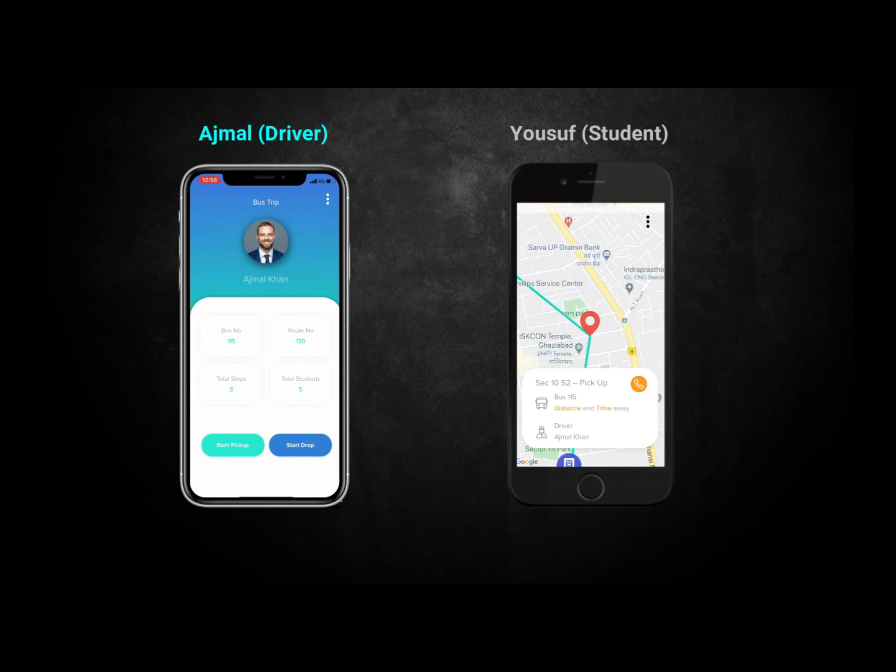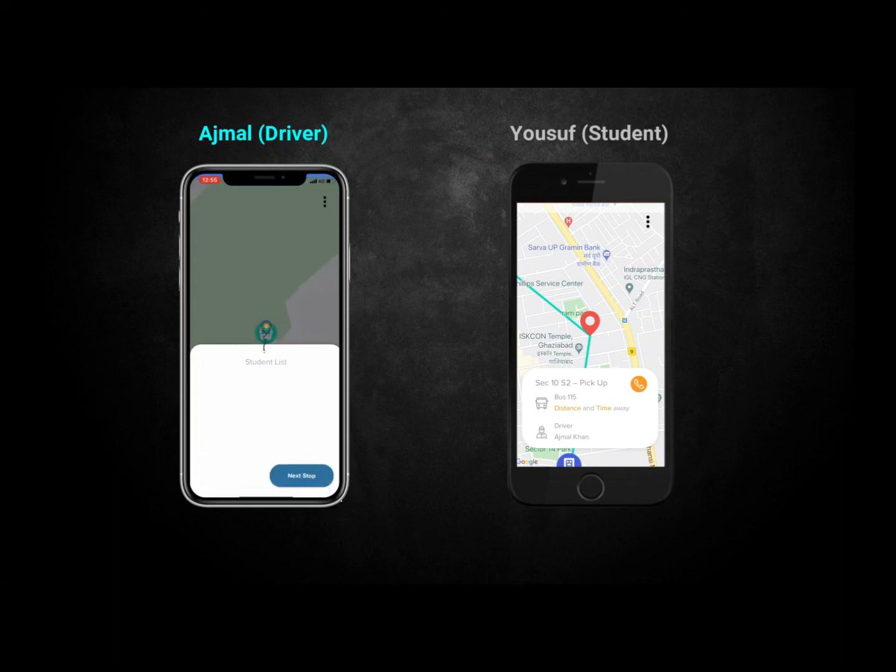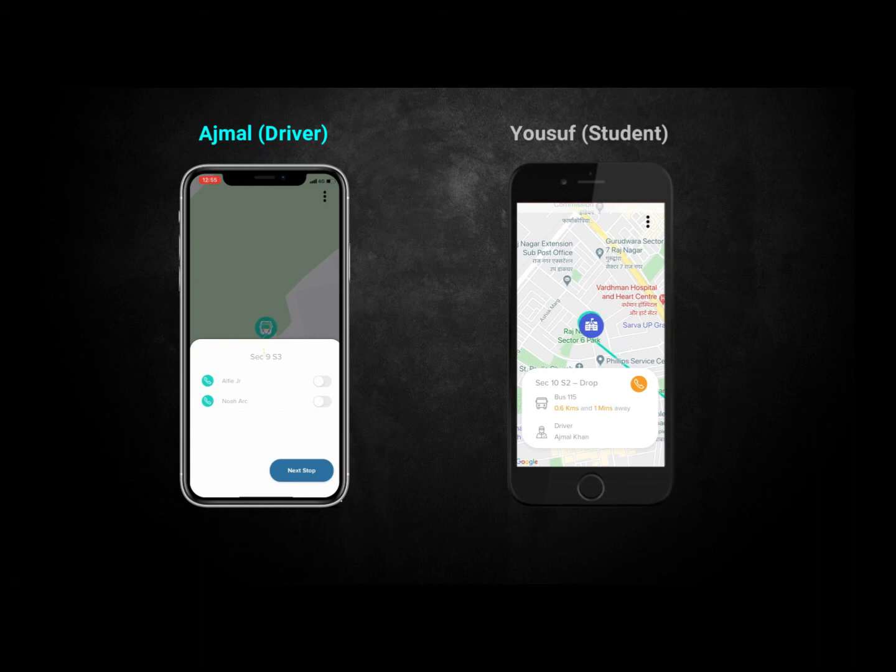Once school ends, Ajmal can start the return or drop trip that shows stop 3 as the first stop, while Yusuf's screen once again jumps to the live bus location.